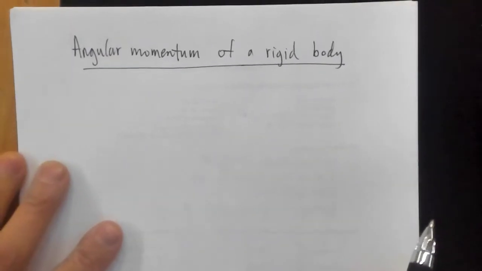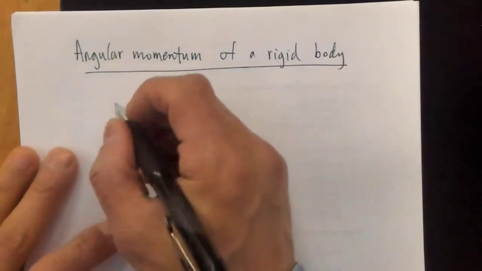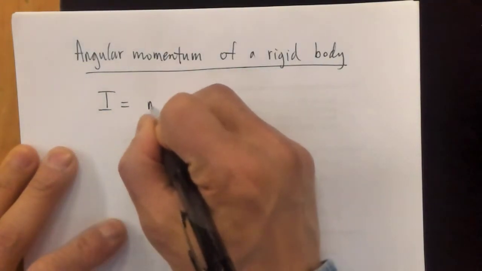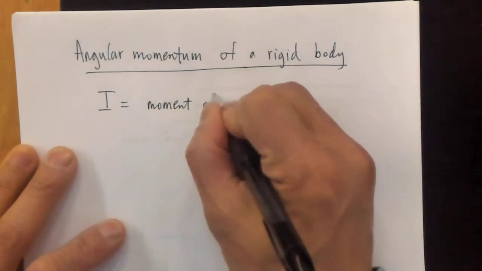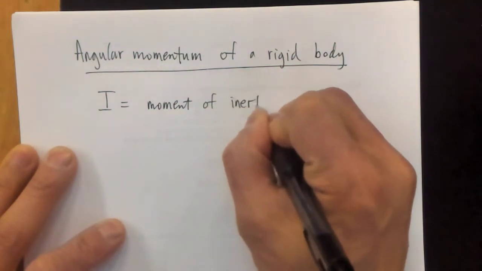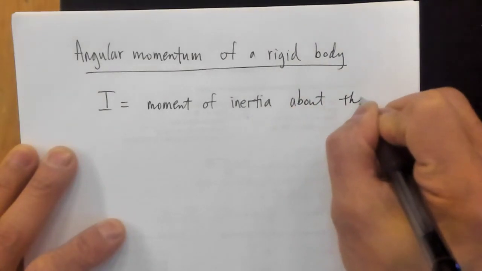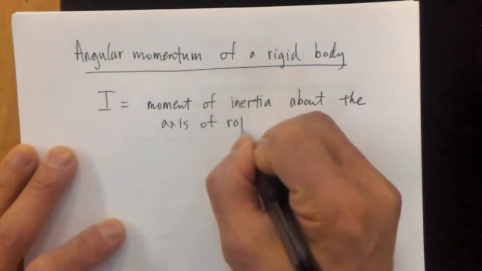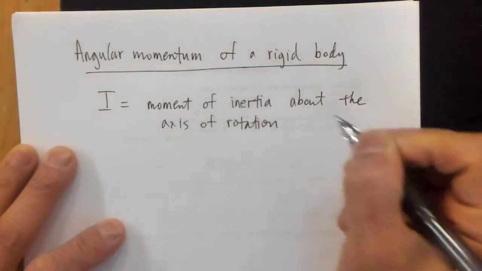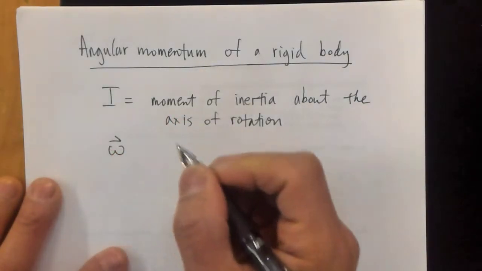All right. So what we need now is the moment of inertia. So let's say I is the moment of inertia about the axis of rotation. So we have some fixed axis. And then let's say omega.